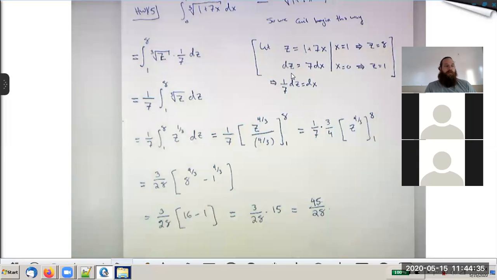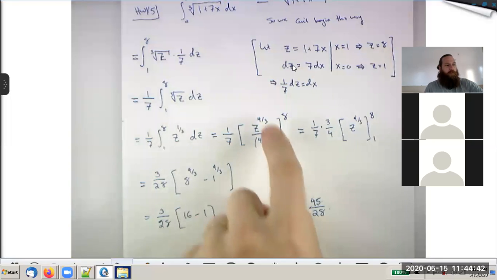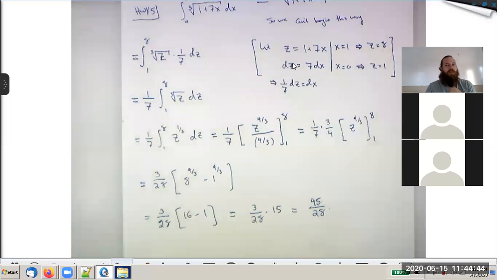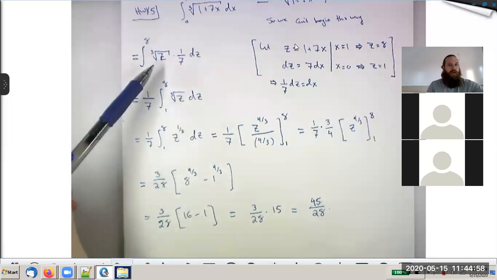Right. The nice thing about changing the bounds is that you don't need to go back to the old variable. So at this step, you can just go ahead and evaluate. There's no need to plug back in the 1 plus 7x for z. That's an understandable mistake, especially if your Calc 1 teacher let you do some combination of the two things. And that's okay. Just remember moving forwards: new variable, new bounds. Once you've gotten to this step, you never need to see an x again. You do everything in terms of the new variable.